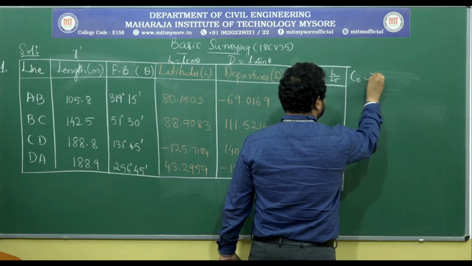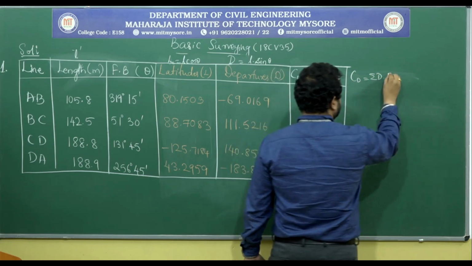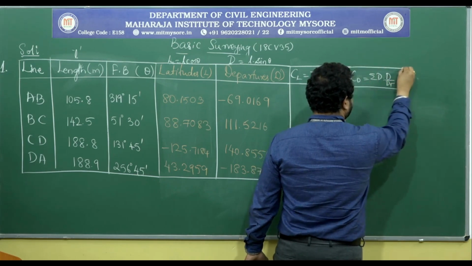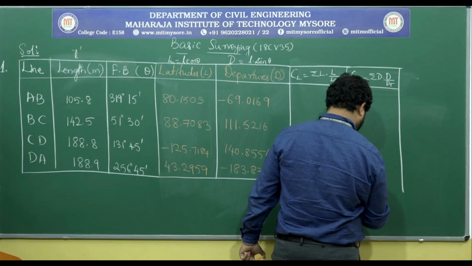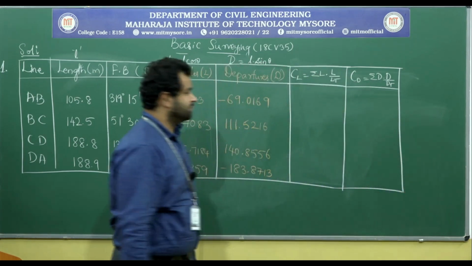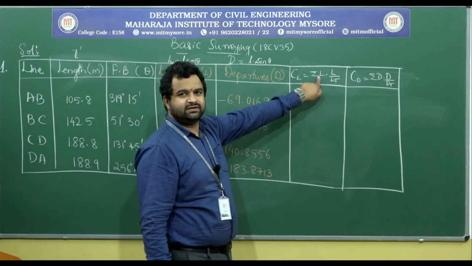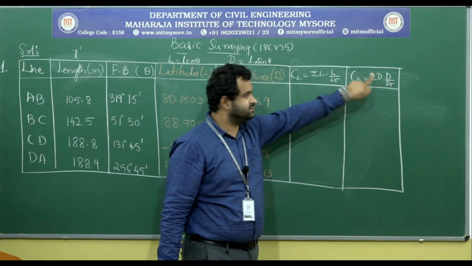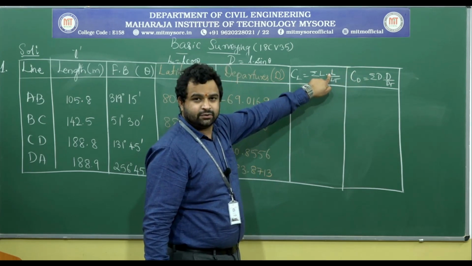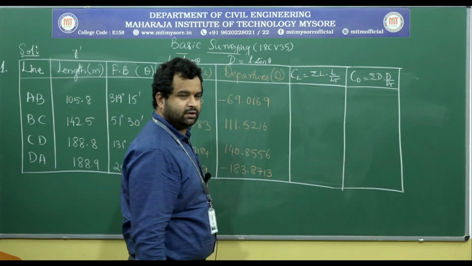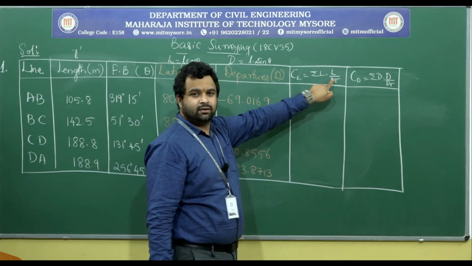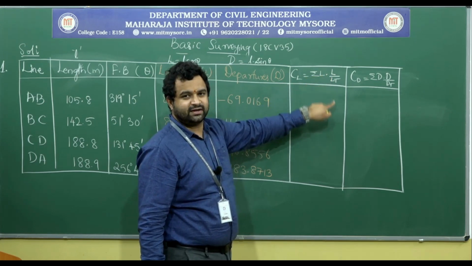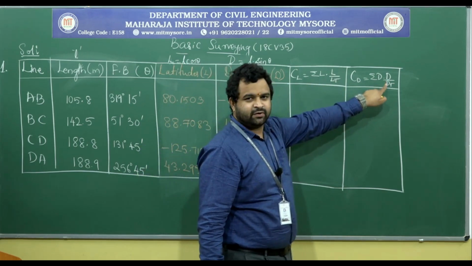Similarly, CD is equal to sigma D into D divided by DT. Where, what is sigma L? This sigma L is the summation of all the latitudes, sigma D is the summation of all the departures, capital L is the latitude of a line, and LT is the arithmetic sum of all the latitudes, DT is the arithmetic sum of all the departures.